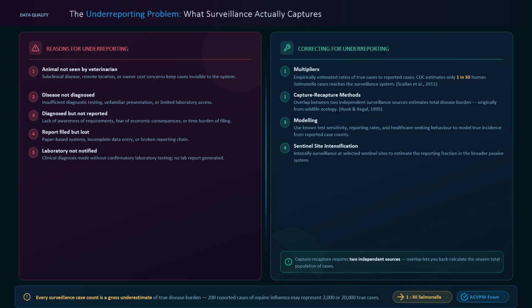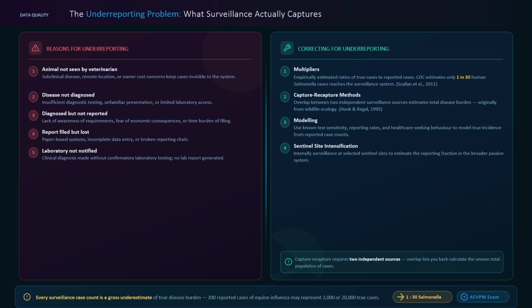Capture-recapture methods borrowed from wildlife ecology use the overlap between two independent surveillance sources to estimate the total burden, including the cases neither source saw. Modeling is the third approach, using known test sensitivity, reporting rates, and healthcare-seeking behavior to reconstruct true incidence from reported counts.